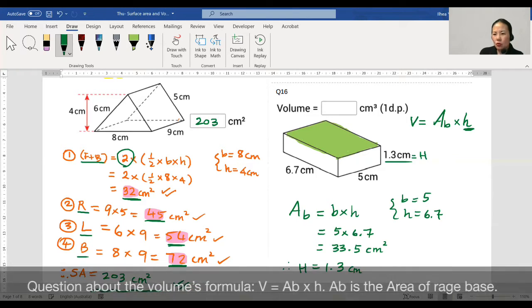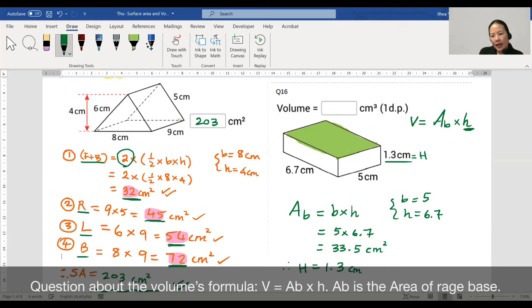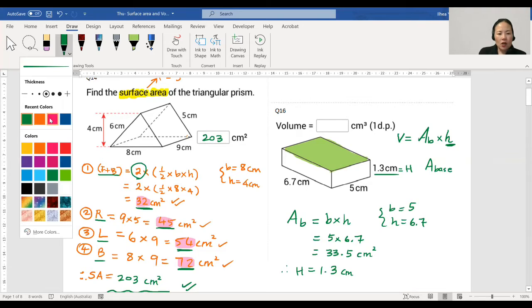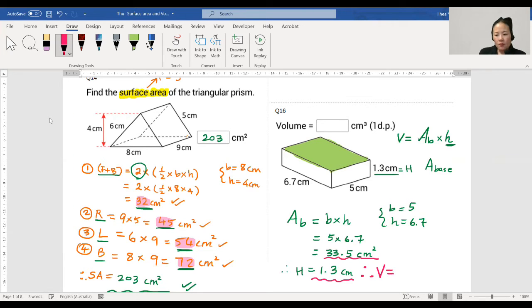This B is a little small one, so I will say A base. Hannah? Okay. So now I've got everything I need. Volume equals 33.5 times 1.3. I will get 43.55, but it says 1 decimal place. So, Mandy, what will be my answer for 1 decimal place? 43.6. Excellent. It's 43.6 cubic centimeters.